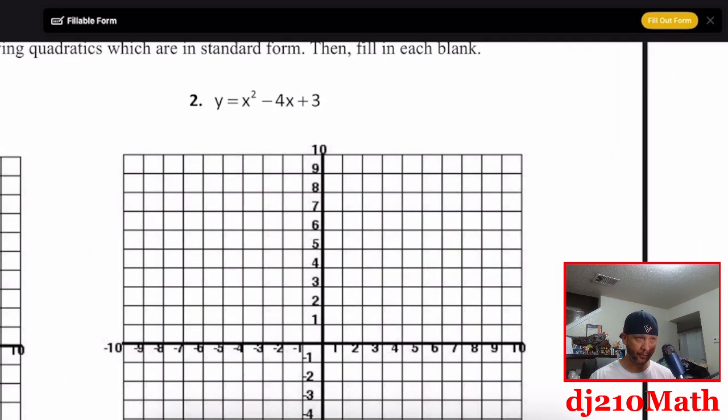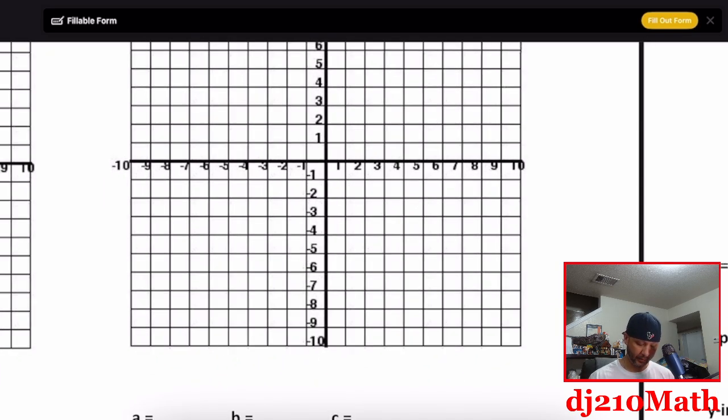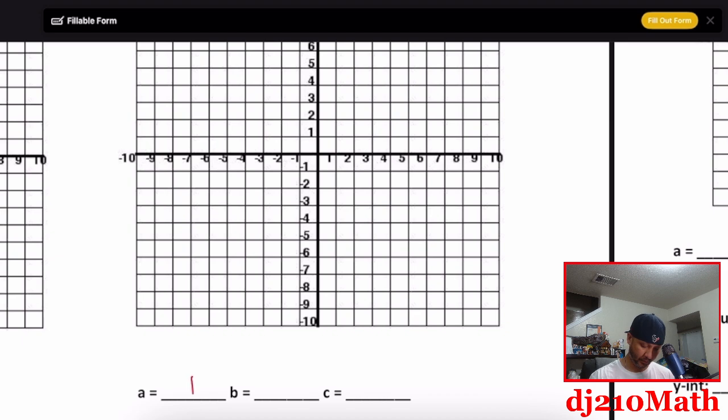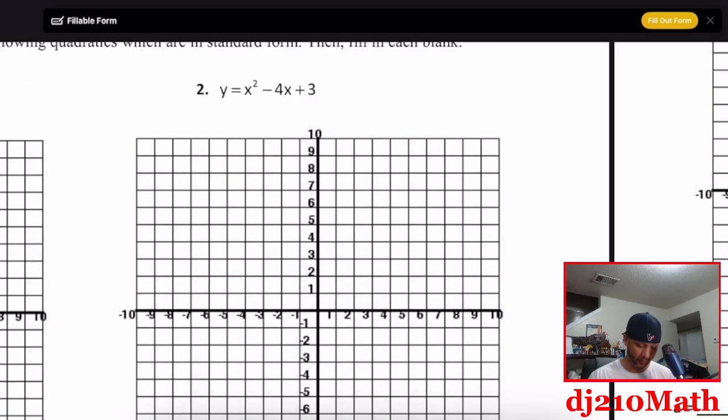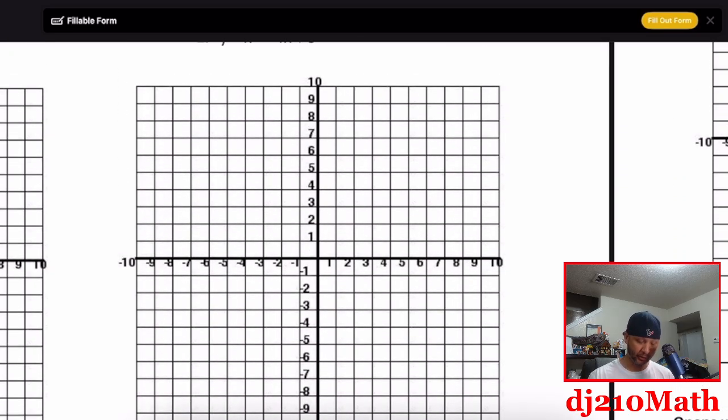X squared minus 4x plus 3. This is going to be 1, -4, 3. Right, A, B, and C. The information that I get from this is that it crosses the y-axis at 3, and it opens up.